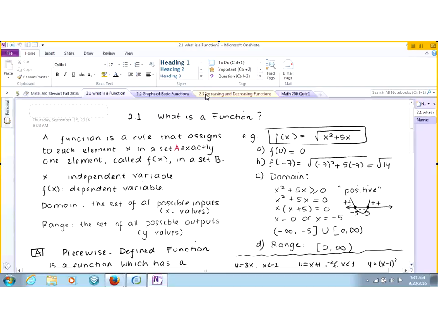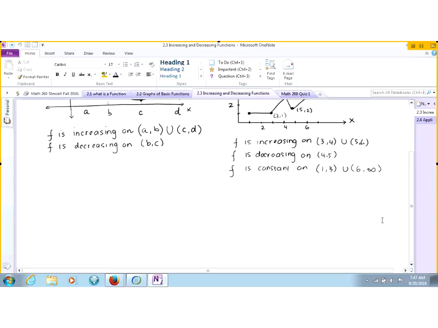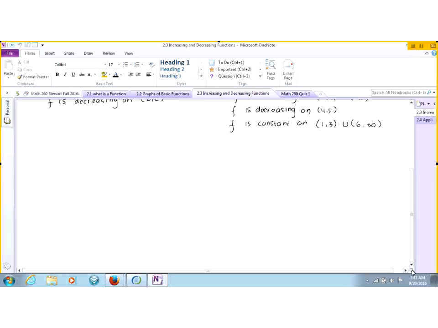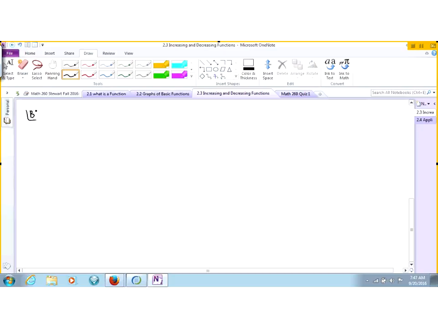So we are doing this, right? Yesterday, increasing, decreasing, and constant on intervals, etc. Okay. So the next one is average rate of change. So B is average rate of change.